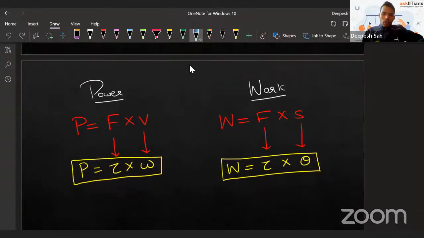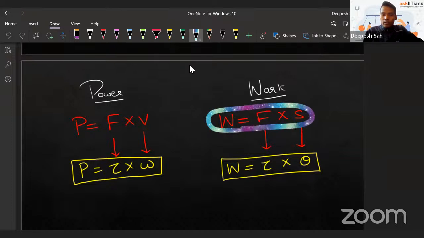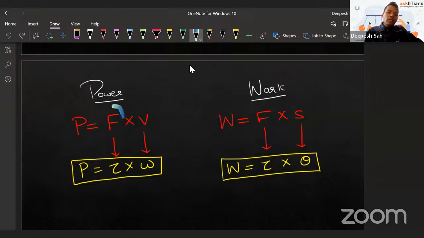Now, power is equal to force into velocity, and work is equal to force into displacement. How are we converting force into the rotational form? That is torque. How are we converting velocity into the angular form? That is angular velocity. Force into angular form is torque, and displacement into angular form is theta. So it's very simple to remember these formulas. Just simply multiply the same things which you are doing above as well.